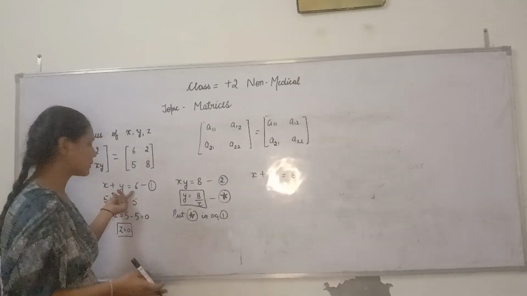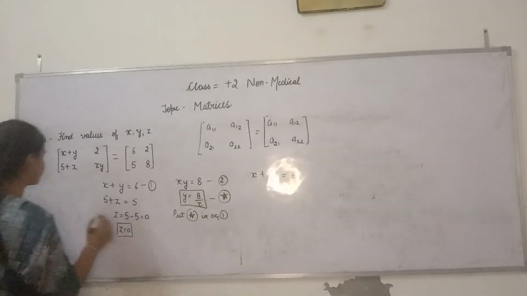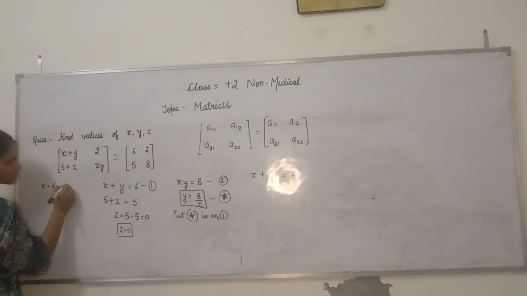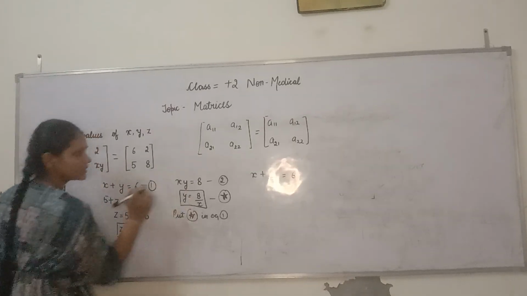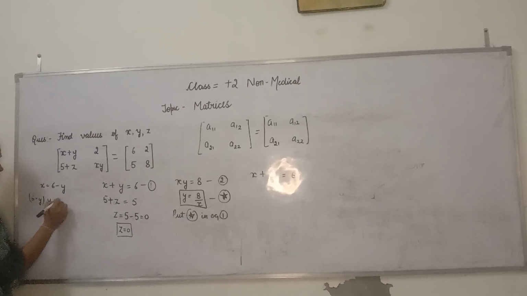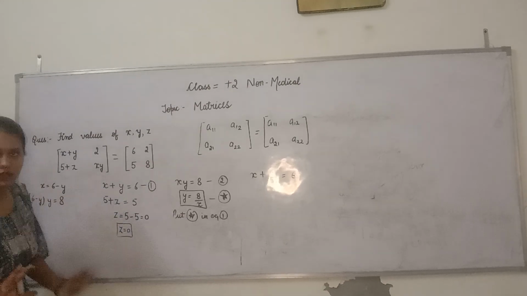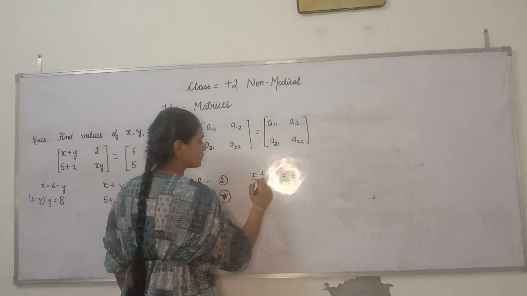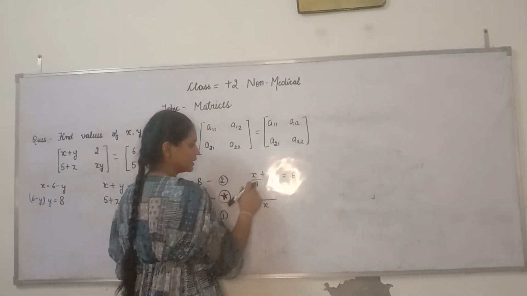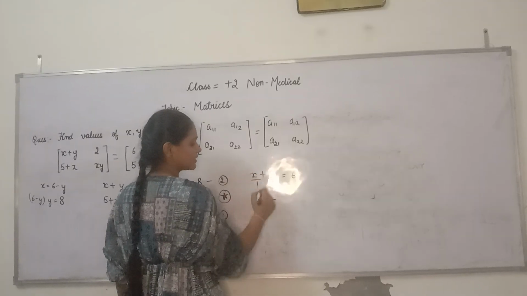If you want to calculate the value from the first equation, you can also calculate x is equal to 6 minus y, and then put the value of x in this: 6 minus y into y is equal to 8. You can follow any of the methods. So here we have to take the LCM. LCM should be x. Here we have to multiply it with the x.